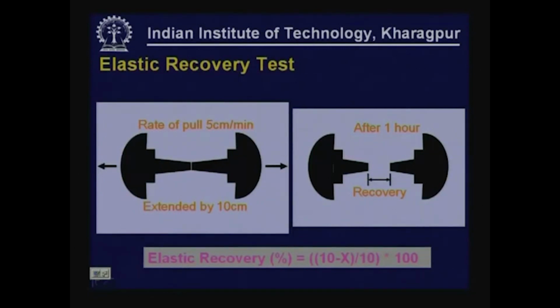After 1 hour, we examine that there is some amount of recovery. So, these two parts of the briquette are brought together, and its dimension is measured, that would be known as x. So, elastic recovery is calculated as 10, that is the total extension, minus x, divided by 10, expressed as a percentage, that is obtained by multiplying by 100.